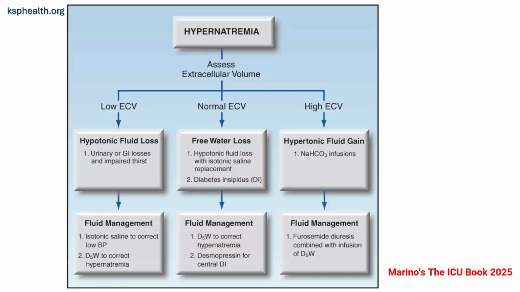This is an algorithm for how to deal with hyponatremia. So hyponatremia, look at the volume status, whether low extracellular volume, normal extracellular volume, high extracellular volume. The hypotonic fluid losses you see from urinary or GI losses and impaired thirst. The impaired thirst you see in patients with extremes of age, in neonates, and also in geriatric.